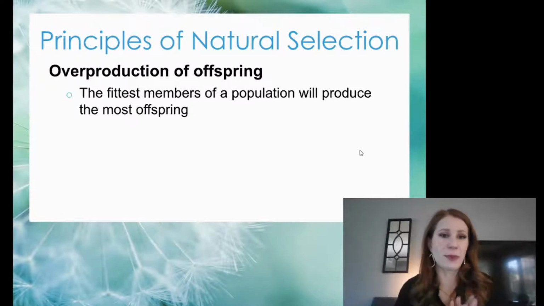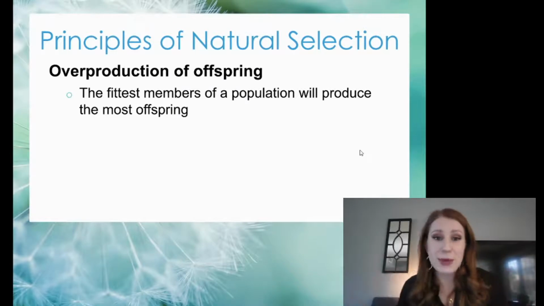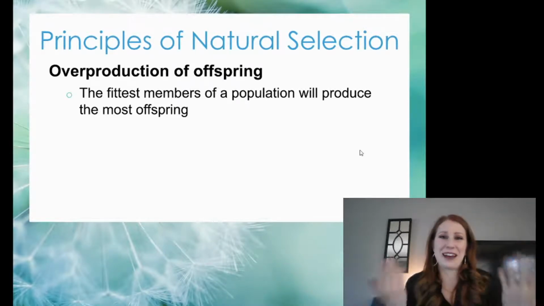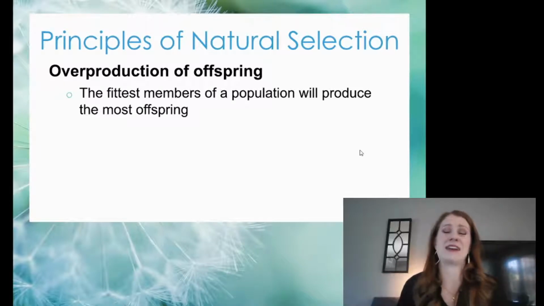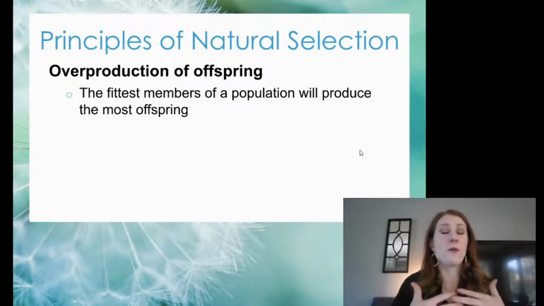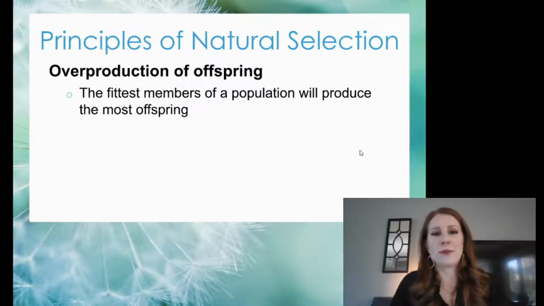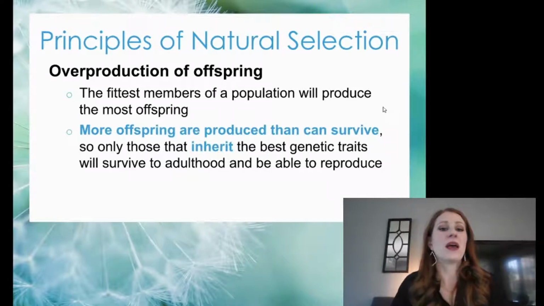If you're the fastest bunny rabbit, you may be able to have more bunny babies because you'll have a longer time before you die. It's kind of one of those things where it's life and death here. But that's what we're looking at: the more fit you are, the more chances you have to have babies or offspring. So that's really what we're looking at here. More offspring are produced than can survive.